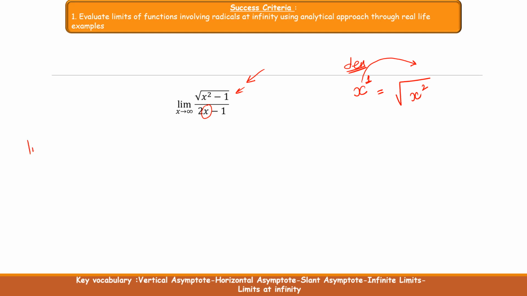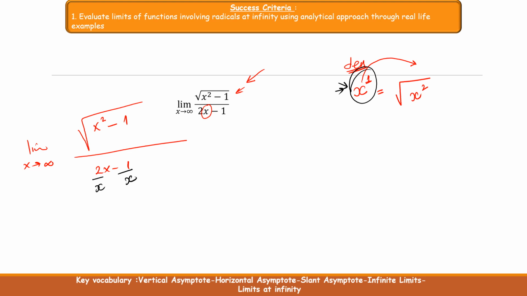So let's see here. I am writing first of all the question. So here 2x minus 1, and here with the square root, x square minus 1. Now look at this. I have the highest variable with the highest power as x, power 1, without square root. So in the denominator, I don't have the square root, so I will write here x, I will write here x. But in the numerator, I have a square root, so I cannot write x power 1. I will write x square. Why? Because inside the square root, I have to write x square.